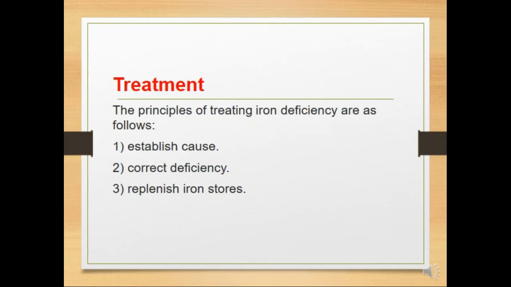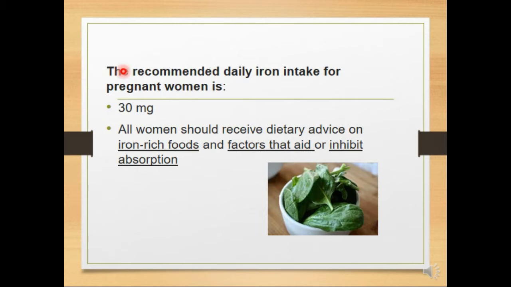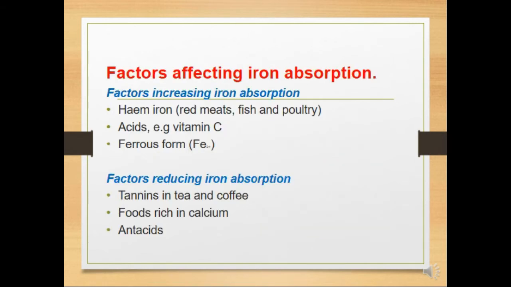Treatment of iron deficiency anemia: the principle is to establish the cause, correct the deficiency, and replenish iron. How? The recommended daily iron intake for pregnant women is 30 mg. All women should receive dietary advice on iron-rich food and factors that aid or inhibit absorption. Factors that increase iron absorption are heme iron, acid such as vitamin C, and the ferrous form. Factors that reduce iron absorption are tannin in tea and coffee, and food rich in calcium and acid.